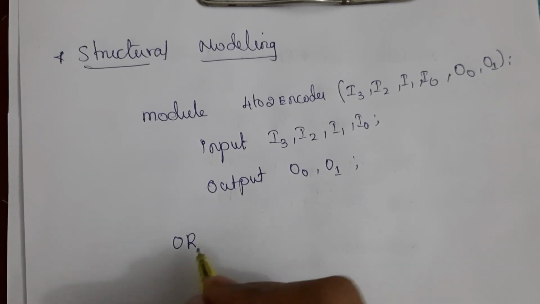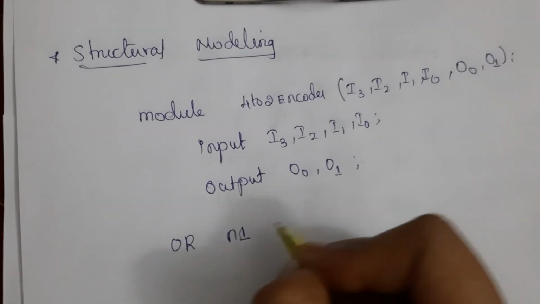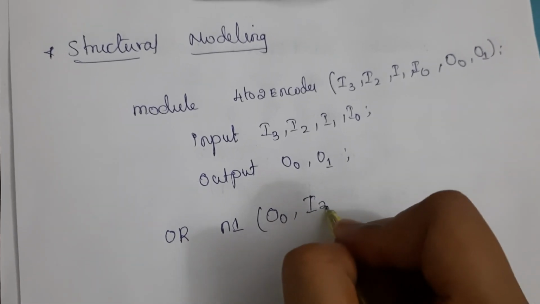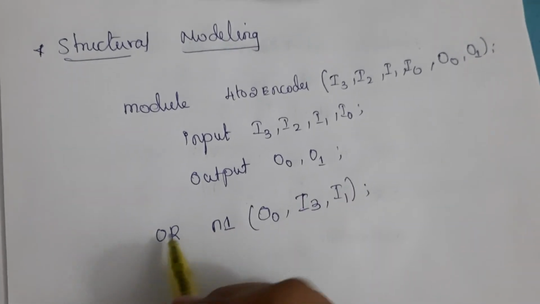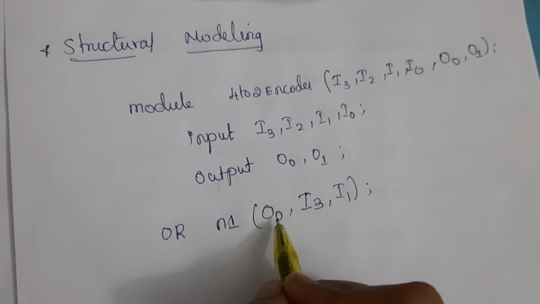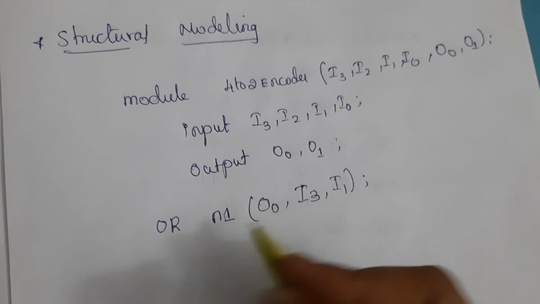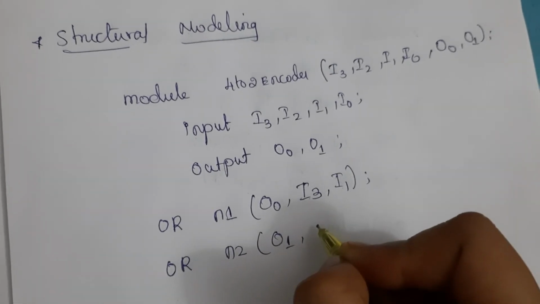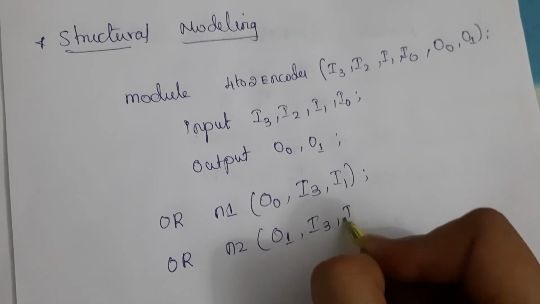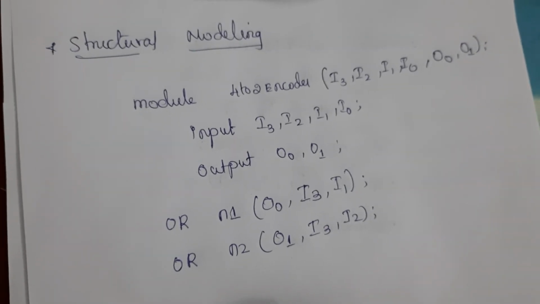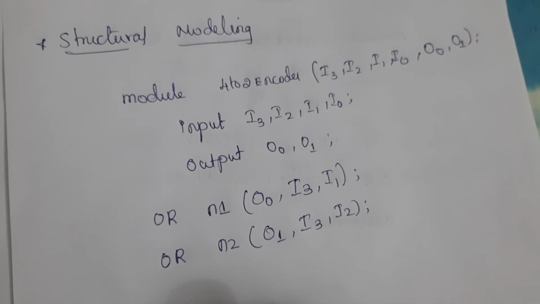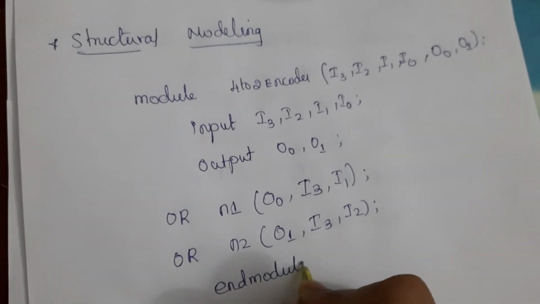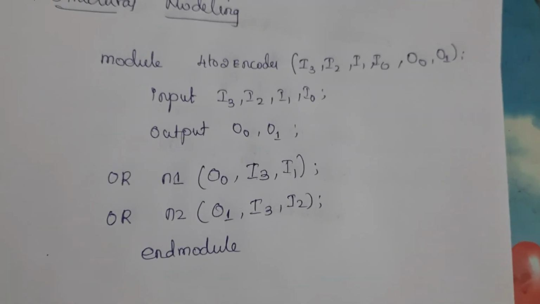This is structural modeling, and we are using the OR gate. So or N1, and here the output is O0. The inputs are I3 and I1. So the OR gate inputs are I3 and I1, and the output we get is O0. And another OR gate, we give the name N2. The output here is O1 and the inputs are I3 and I2. So this is the Verilog code for the 4 to 2 encoder using structural modeling. Finally we end the module. So this is the Verilog code using structural modeling.